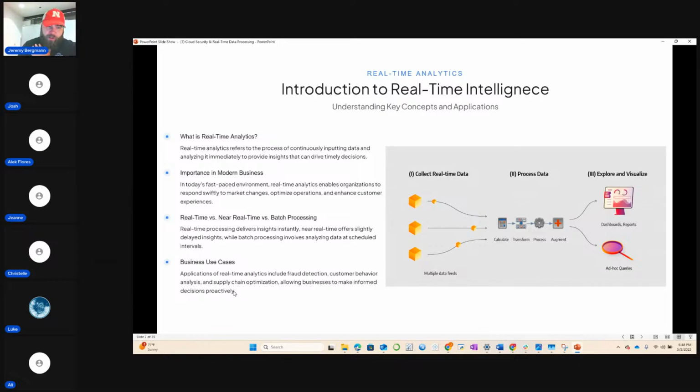And then allowing businesses to make decisions proactively. I'd say that one is encapsulating of all of business intelligence and data analytics, allowing businesses and the people within them to make informed decisions from data, whether it's real time or near real time versus batch processing.